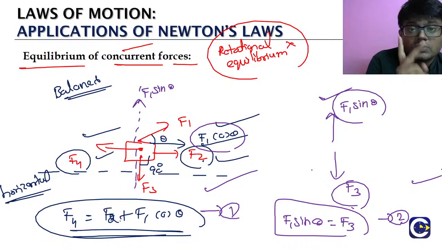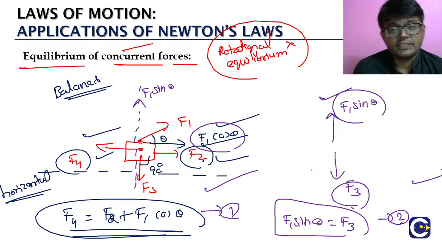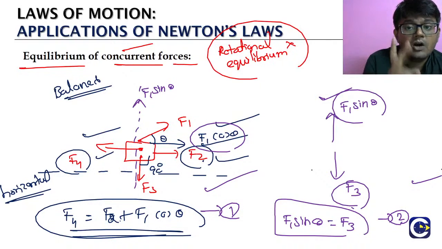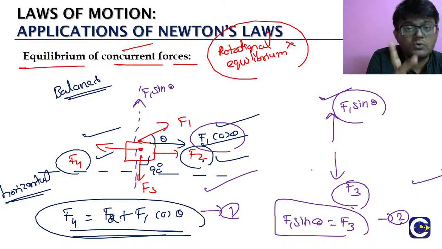From that we will get only two equations. We have to remember this correctly. Whenever we draw the free body diagram of any object, from that we have this balancing of forces. In how many directions can we apply the balancing of forces? Maximum two directions, assuming the forces are in a plane.